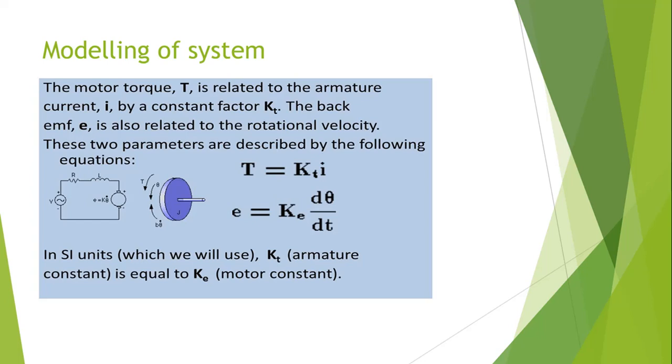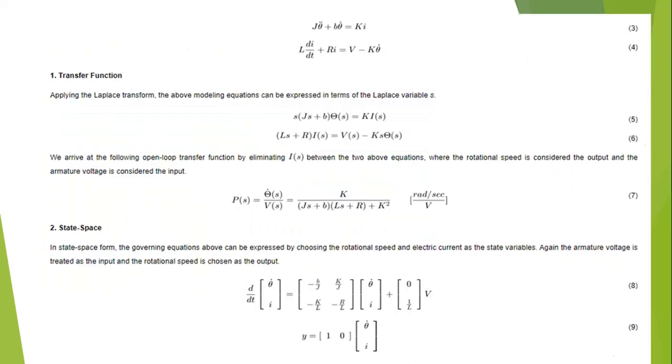Assuming the magnetic field to be constant, the torque is related to the armature current I by the relation T is equal to Kt into I. The back EMF E is proportional to the angular velocity of the shaft by the relation E is equal to Ke theta dot. In SI units, the torque and back EMF constants are equal, therefore we'll substitute them with K.